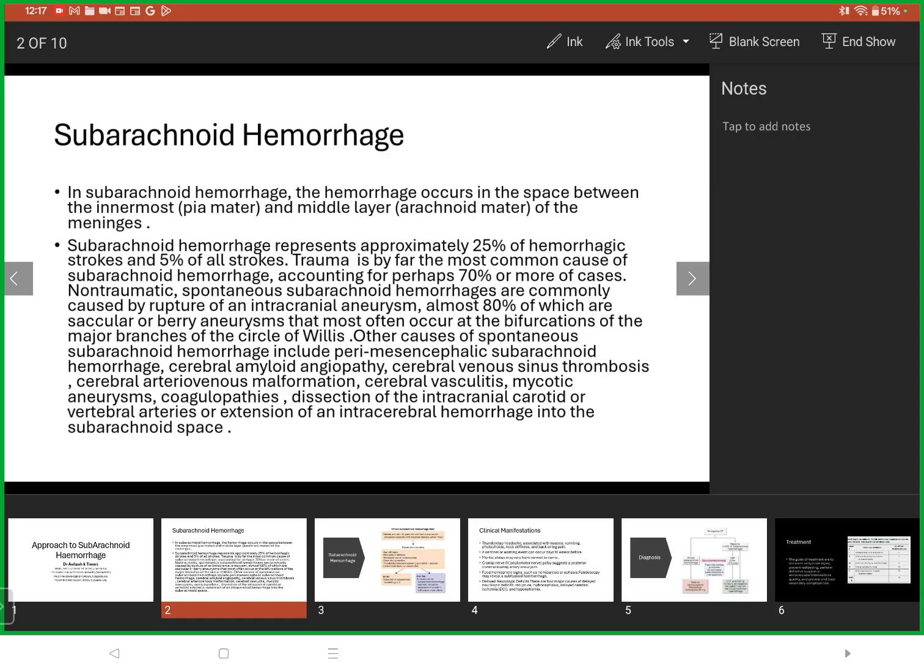Other causes of spontaneous subarachnoid hemorrhage include perimesencephalic subarachnoid hemorrhage, cerebral amyloid angiopathy, cerebral venous sinus thrombosis, cerebral arteriovenous malformation, cerebral vasculitis, mycotic aneurysm, coagulopathies, dissection of the intracranial carotid and vertebral arteries, or extension of an intracerebral hemorrhage into the subarachnoid space.